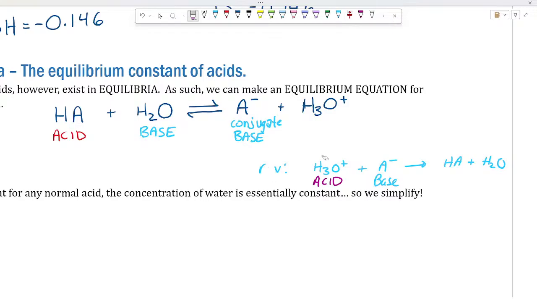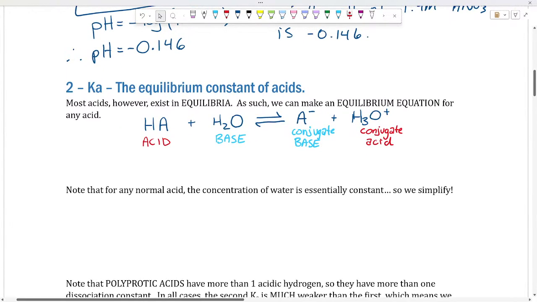Yeah, this you can write down. So on the other side, the language isn't all that important, but it's language you're going to hear a lot, so you've got to be used to it. In the reverse reaction, it is the H3O plus that gives away the hydrogen. That makes it the conjugate acid. All right? We need to be comfortable with that. Does that make sense?